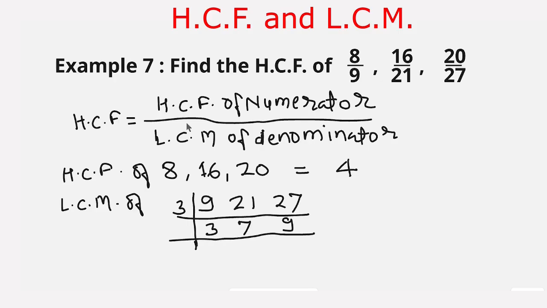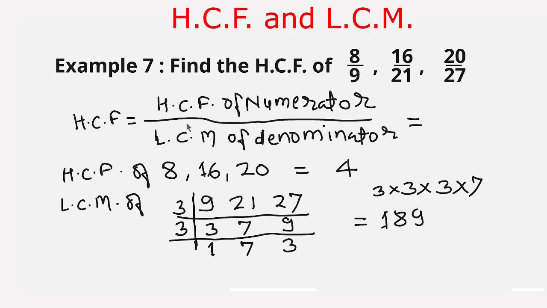Again 3 and 9 are divisible by 3. So 3 divides 3 one time. We carry 7 as it is and 3 divides 9 three times. Therefore LCM will be 3 multiplied by 3 multiplied by 3 multiplied by 7. 7 times 3 is 21, 21 times 3 is 63, and 63 times 3 is 189. Now the HCF of numerators is 4 and the LCM of denominators is 189. Therefore our answer is 4 upon 189.